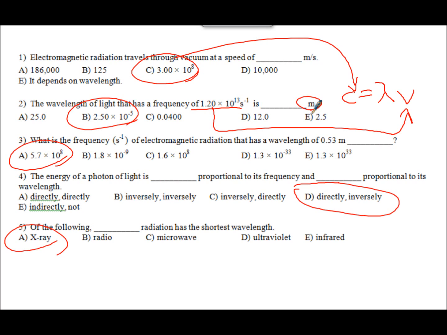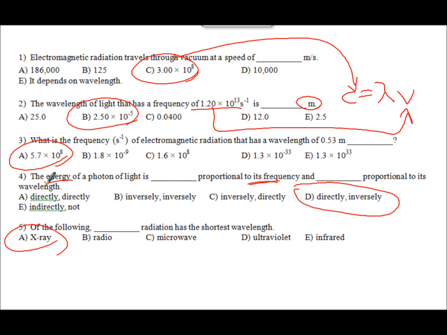Number 4. A photon of light is blank proportional to its frequency and blank proportional to its wavelength. They have to be opposites. So the energy is directly proportional to its frequency. If you have a lot of waves per second, if you have high frequency, then you would have high energy. That's a direct proportion. Lots of waves per second means high energy. That's inversely proportional to the wavelength. If you have lots of waves per second, then the waves are really close together. The wavelength, the length between waves, is tiny.